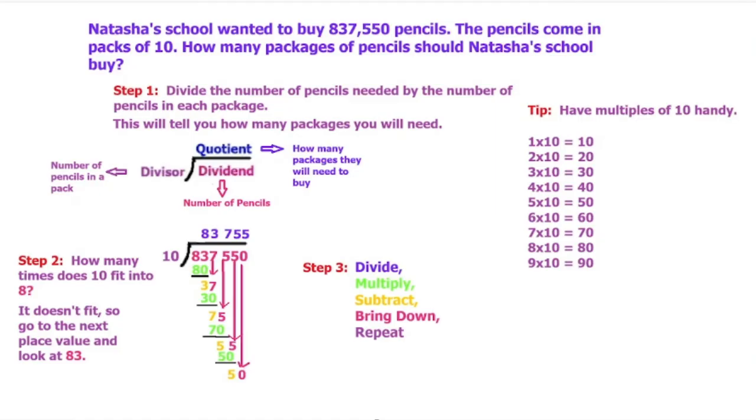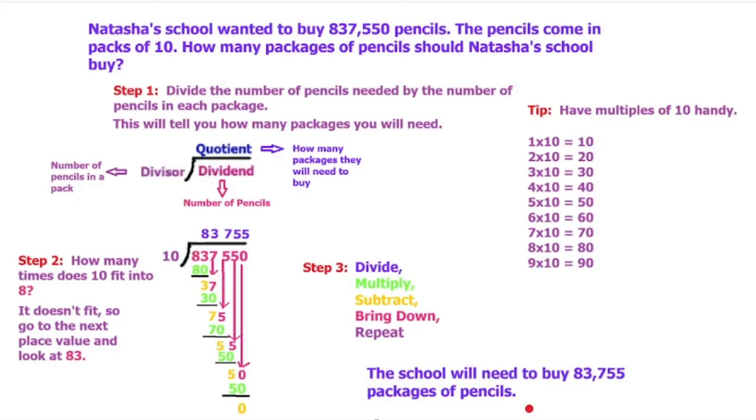So the school will need to buy 83,755 packages of pencils so that they have this many pencils in total, because there's 10 in each of these packs. So that's the end of the problem.